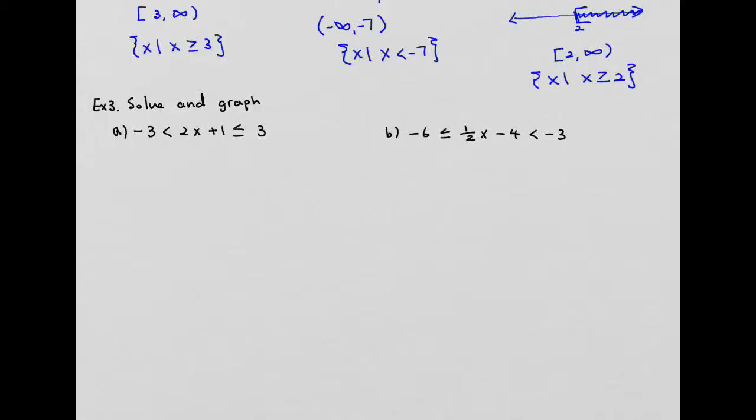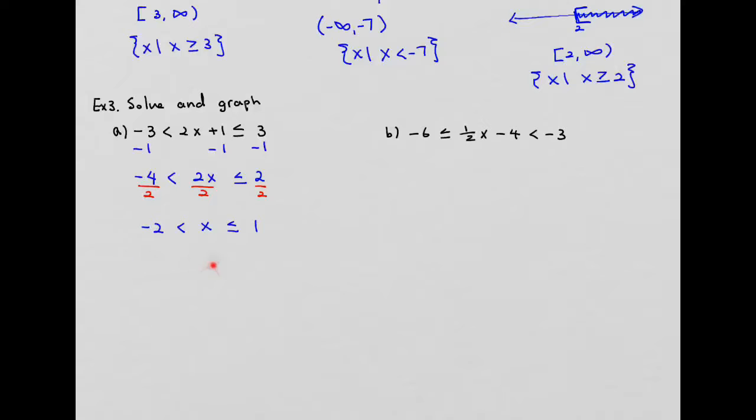So first thing you need to do is subtract 1. So let's subtract 1 on all three sides. That will make it -4. And 2x in the middle. And that will be +2. Now we're going to divide by 2 to isolate x in the middle. That will give me -2. And that will be x. And that will be 1. So it's saying x is smaller than or equal to 1, greater than -2.